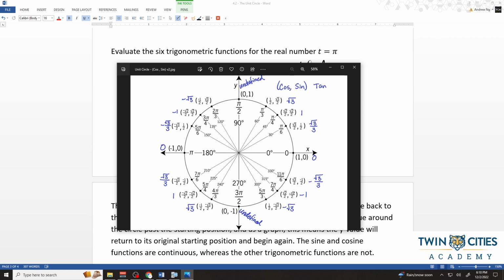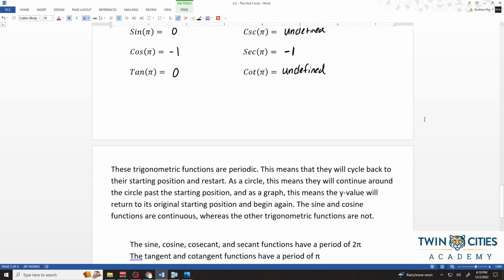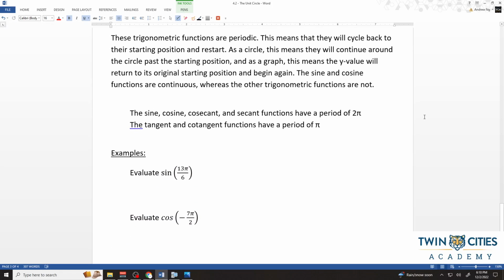But sometimes you're also going to get things that are not on your unit circle. Remember that these trig functions are periodic, which means that they cycle back around. As a circle, this means that things will go around the entire circle and then go maybe even a little bit more, and it'll land on a spot that might correspond with another spot that's just one of the cycles through this circle. On a graph, this means that as you're graphing, say, the sine or the cosine function, it's going to go up and then back down and then back up. It's going to return to its starting position.